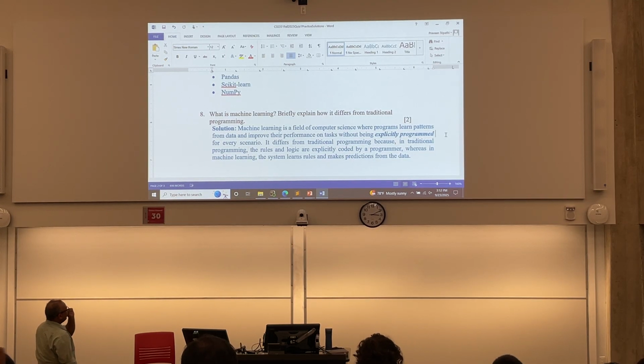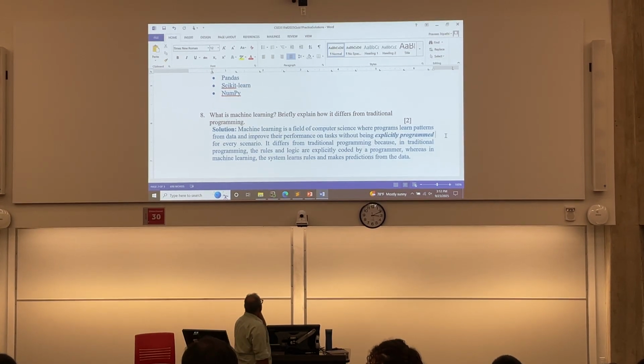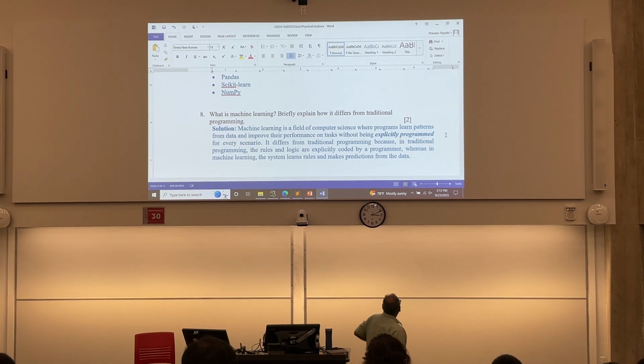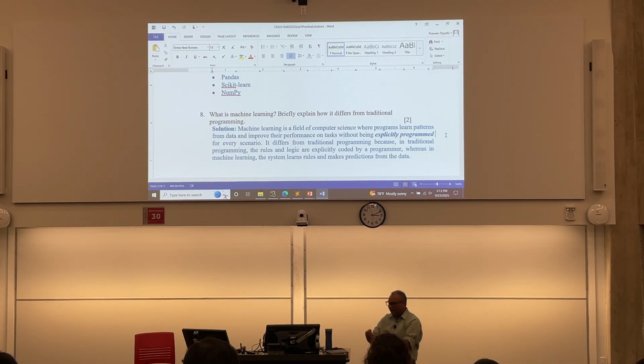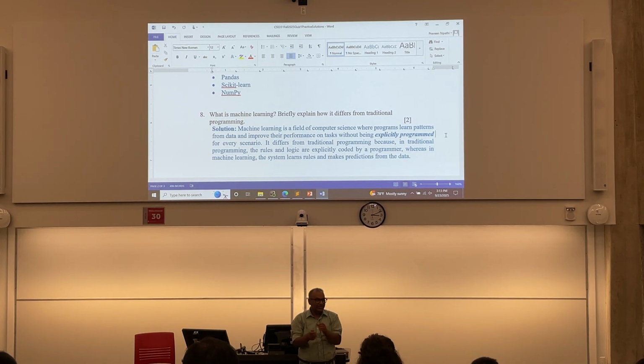Machine learning is a field of computer science where the program learns patterns from data and improves its performance on the task without being explicitly programmed for every scenario. It differs from traditional programming because in traditional programming, the rules and the logic are explicitly coded by a programmer, whereas in machine learning, the system learns the rules and makes predictions on the data. Probably we discussed why: we need machine learning for those scenarios where we cannot describe the phenomena using a well-defined function. Am I making sense?